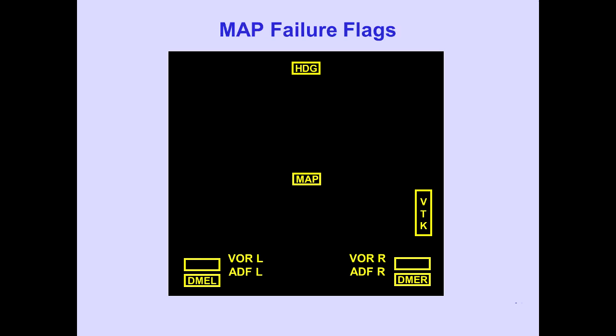These flags are associated with the map modes. The location may vary depending if expanded or centered is selected. The flags are heading, ADF and VOR left and right, DME left and right, vertical track, and map for the FMC generated map display.